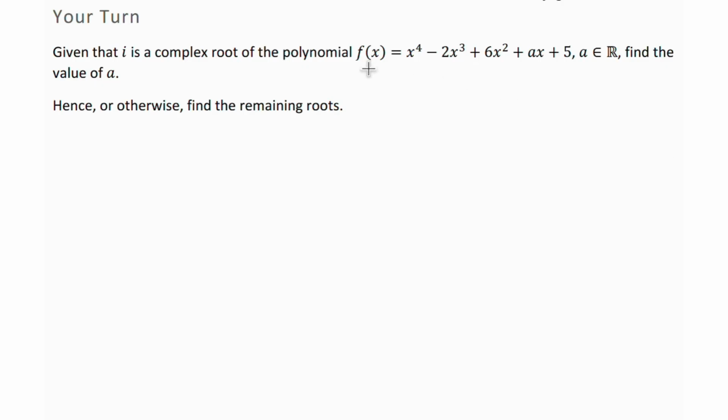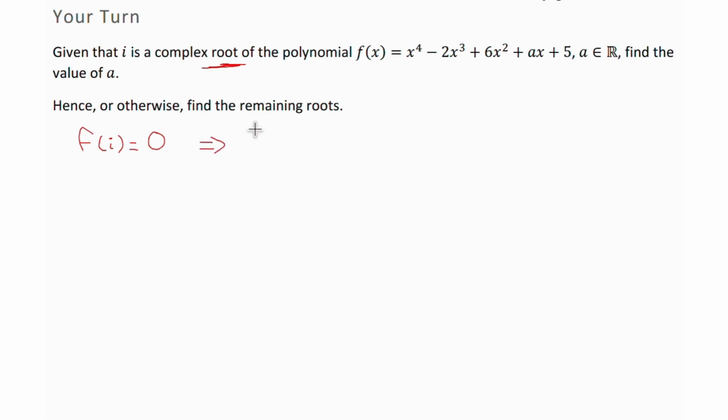Given that i is a complex root of this quartic polynomial, find a. Hence, or otherwise, find the remaining roots. So first of all, given that i is a complex root, that means that f of i is equal to 0. That's what we mean by a root. It means that when we substitute i in, we get 0.